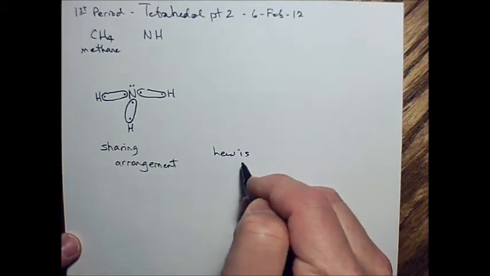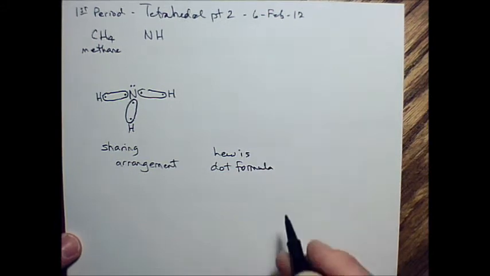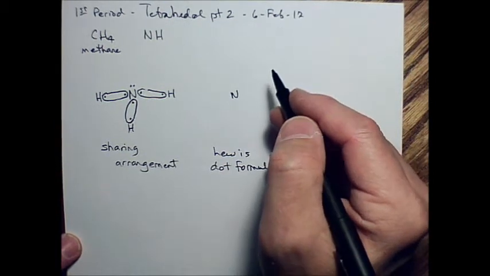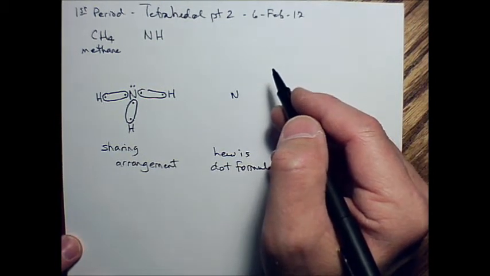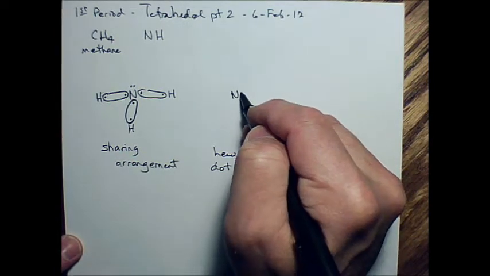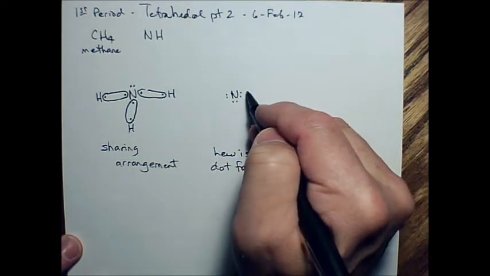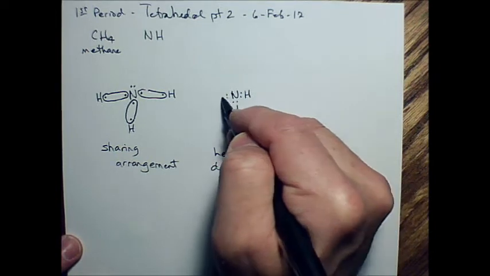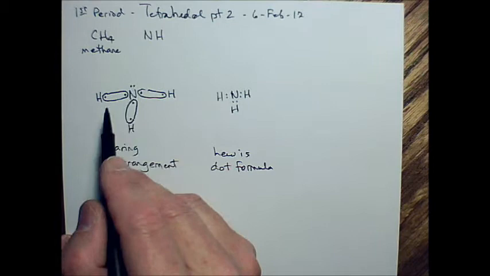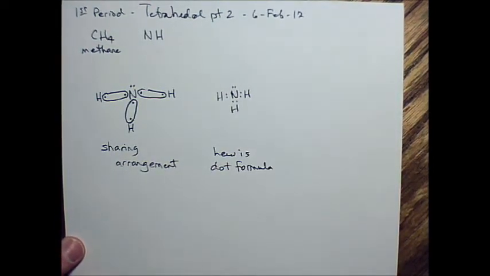Okay? So what do I do to get to a Lewis dot formula? Okay, is that it? What about the set of electrons up here? You got to keep those. Okay, so that's the Lewis dot formula.